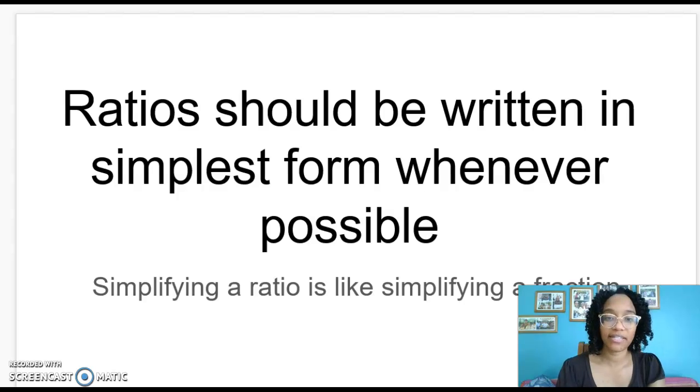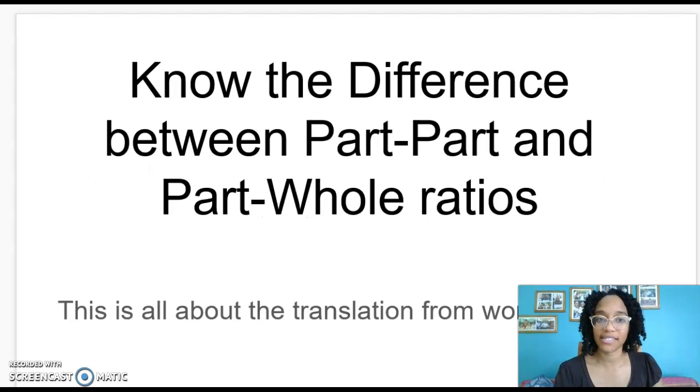Ratios should always be written in simplest form whenever possible. Remember everything you learned in fractions, and this part will be easy. Let's go on to the third most common mistake.